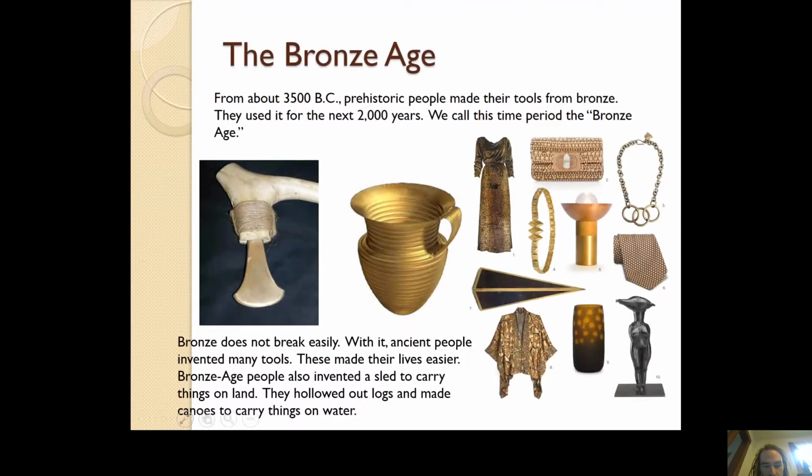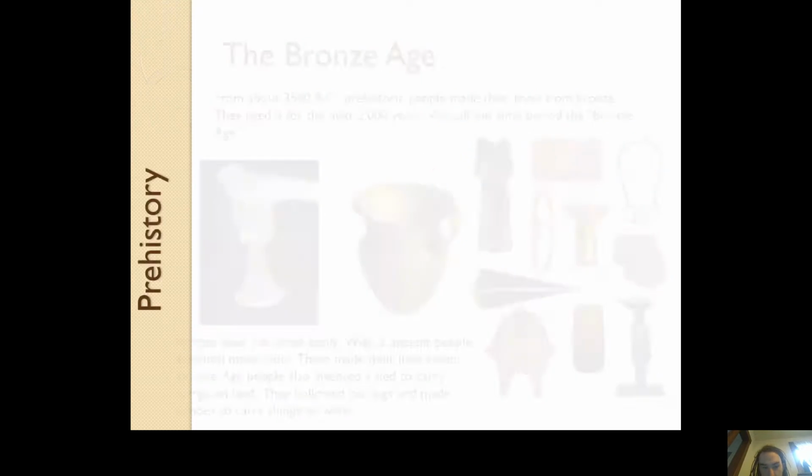Yeah, this is where people started inventing canoes. They used the bronze to hollow out the canoe. Although you didn't need to do that because people had canoes in North America and they were not in the Bronze Age.